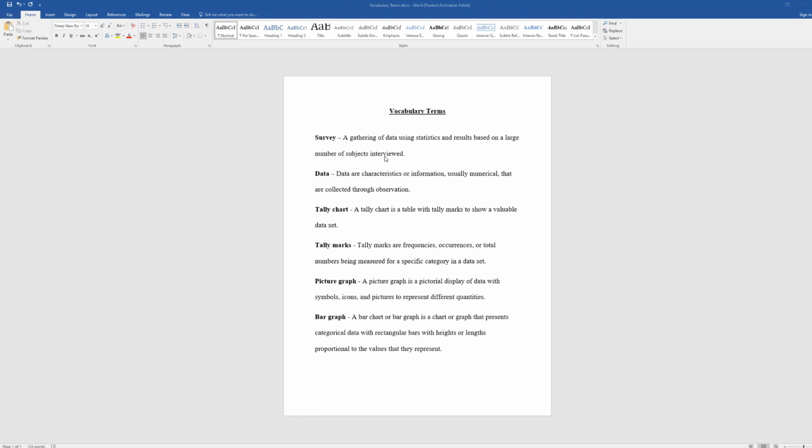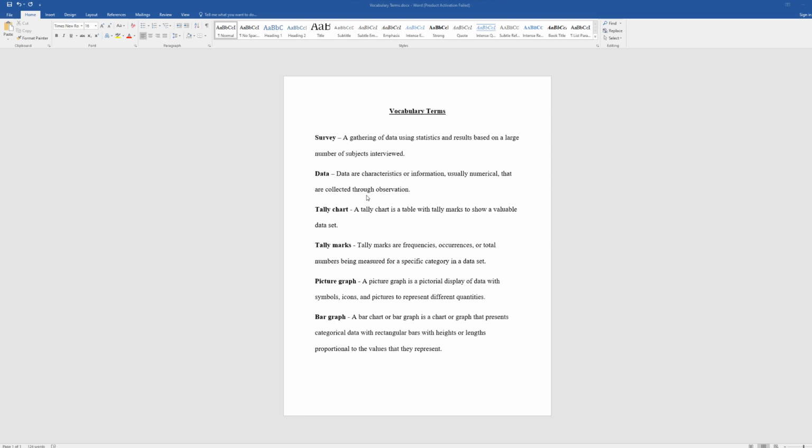So if you want to find out what is your classmates' favorite flavor of ice cream, that's a survey. You would go and ask, okay, how many people like chocolate? And you would see how many students raise their hand for chocolate. Okay, so how many students like vanilla? And then you would see how many students like vanilla. So for example, let's say that 5 students like chocolate. Well, that number 5 is the data that you're collecting. There's 5 students that like chocolate. So the number 5 is the data, the information.